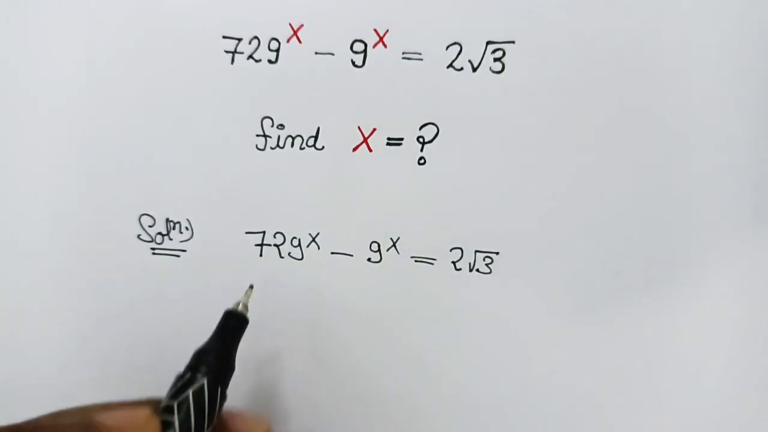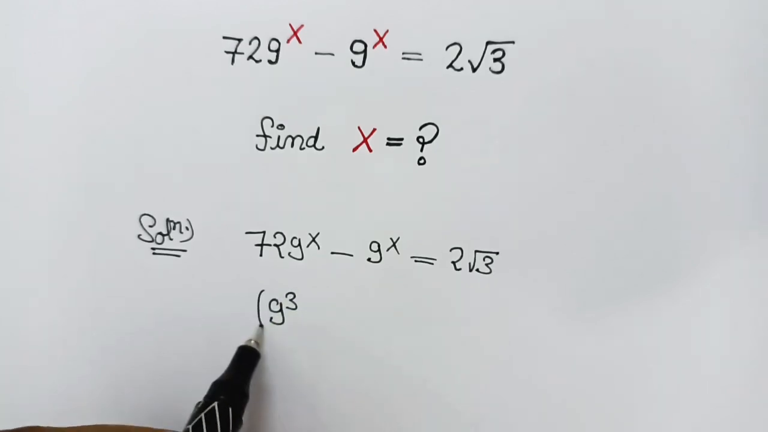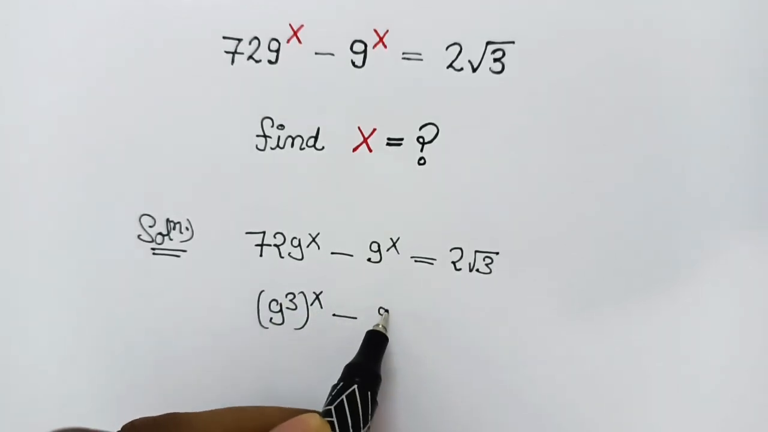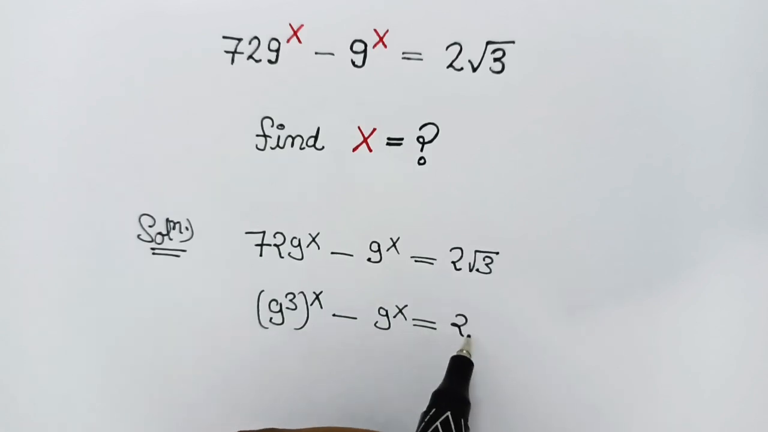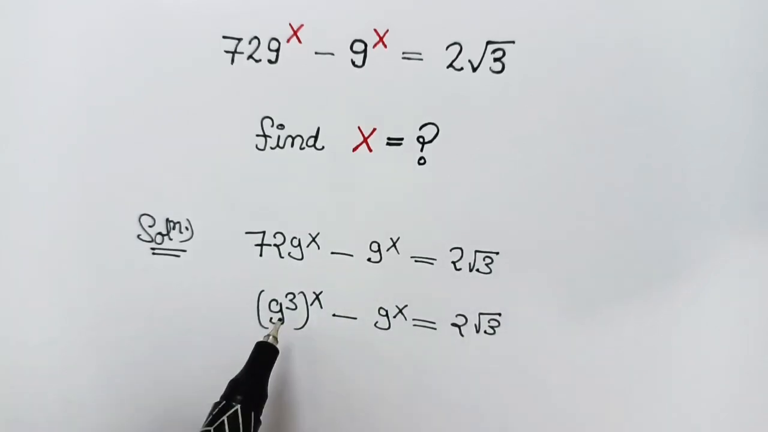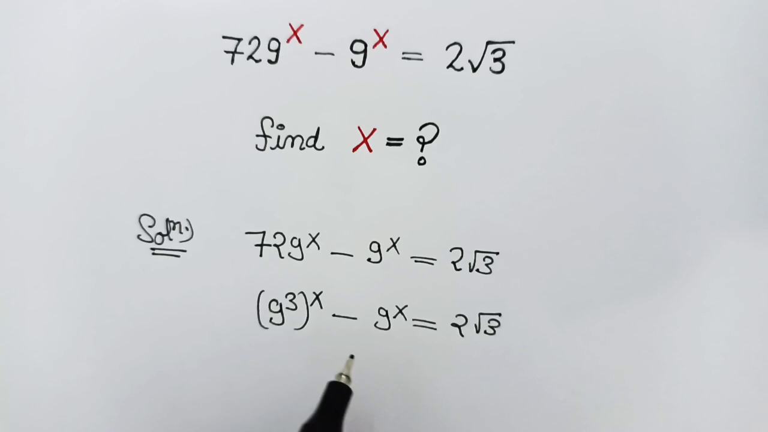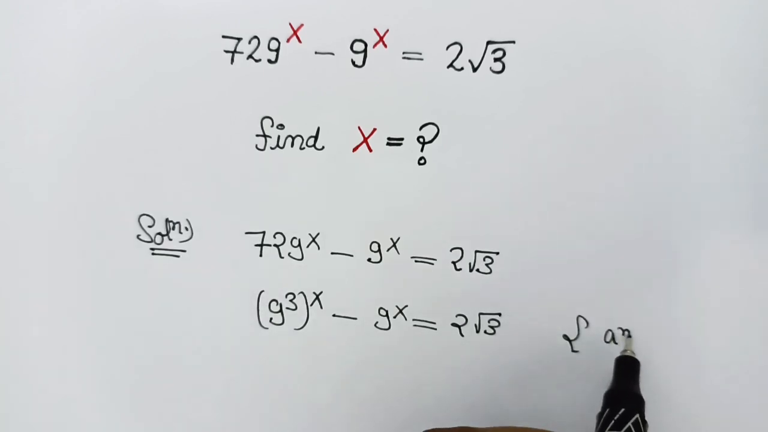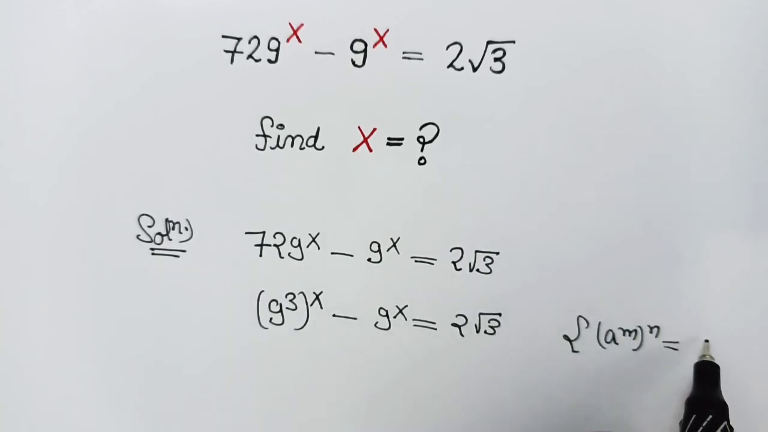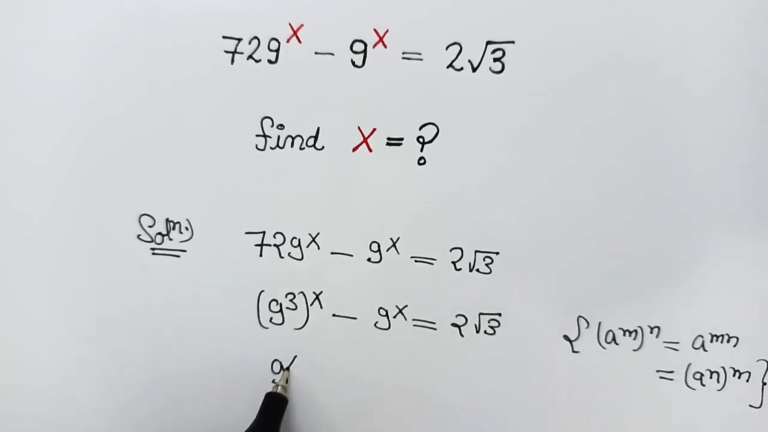Now 729 can be written as 9 cube, and the whole power is x, minus 9 power x is equal to 2 square root of 3. Now this portion can be written using the formula a power m whole power n is equal to a power mn, which can also be written as a power n whole power m. That means we can write this portion as 9 power x whole power cube minus 9 power x is equal to 2 square root of 3.